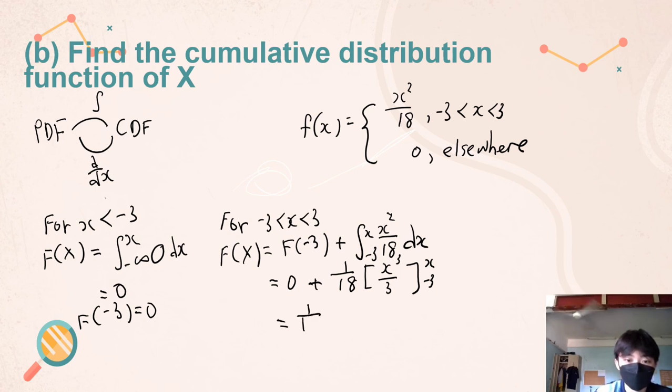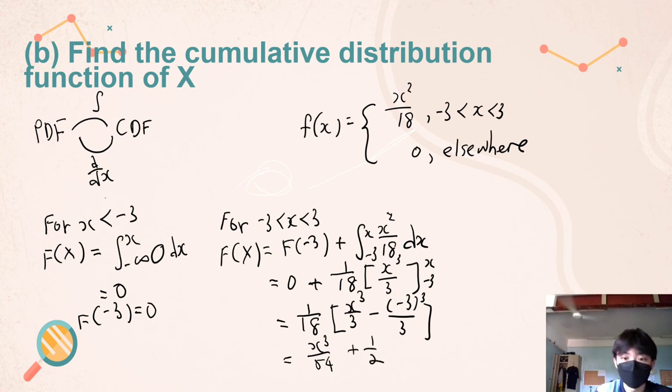Hence we will get 1 over 18 and substitute the value of x and -3 into it. We get x cubed over 3 minus (-3) cubed over 3. And now we will get x cubed over 54 plus 1 over 2. So now we can figure out the value for F(3). Substitute 3 into x cubed over 54 plus 1 over 2, which is equal to 1. So we can figure out F(3) is equal to 1.